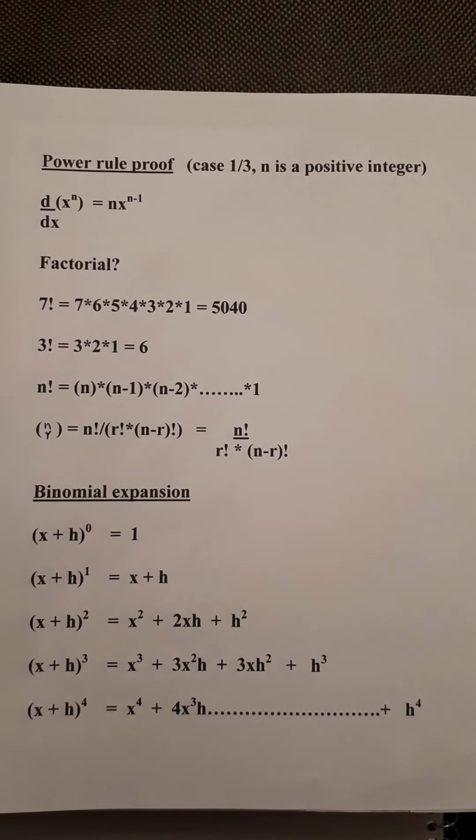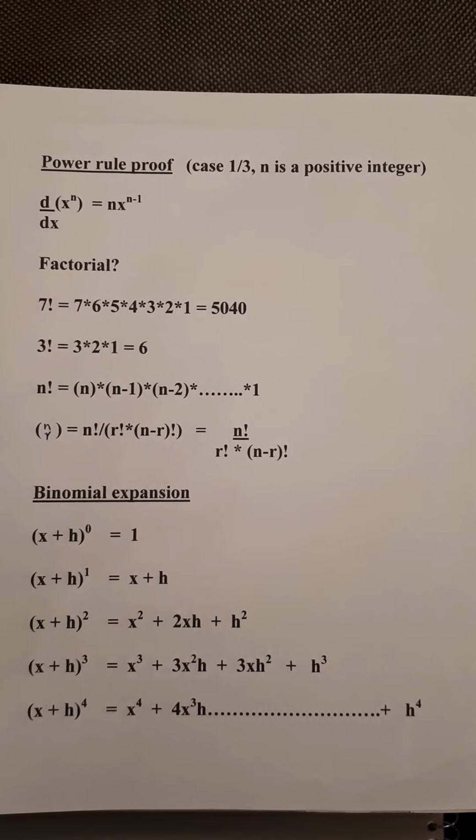For example, factorial 7 means 7 times 6 times 5 times 4 times 3 times 2 times 1, that is equal to 5040. Factorial 3 is equal to 3 times 2 times 1, which is equal to 6. So you can say in general, factorial n is equal to n times n minus 1 times n minus 2 times, and so on, up to 1.